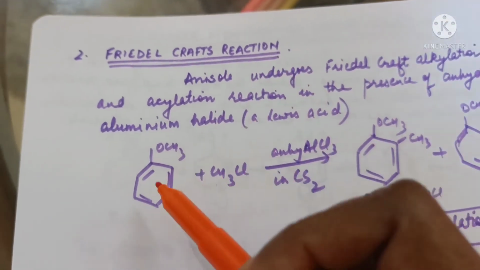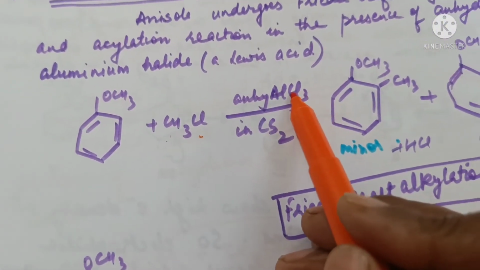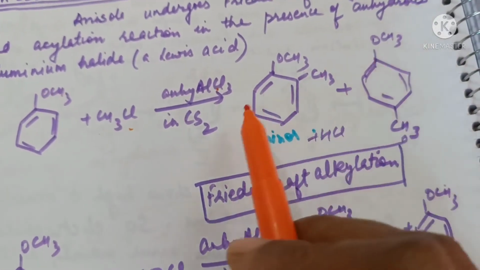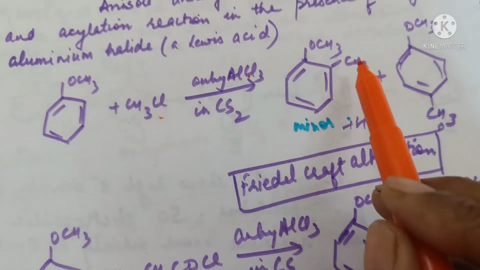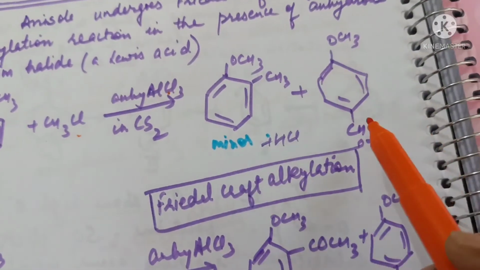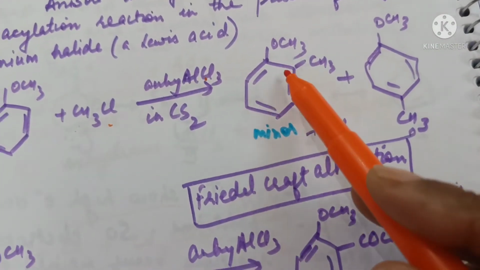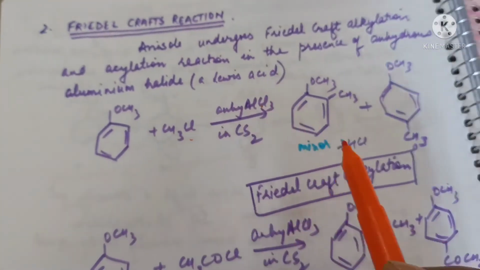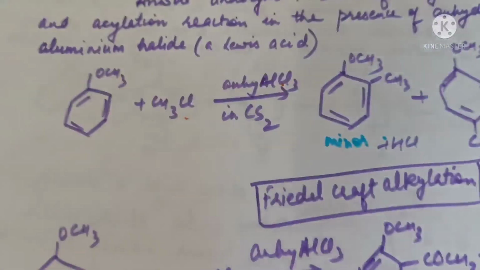Friedel-Crafts reaction. Anisole will react with alkyl halides in presence of anhydrous aluminum chloride to form ortho and para substituted compounds. This is ortho-methyl anisole and this is para-methyl anisole. This is formed in less amounts, it's minor, this is major. This reaction is called Friedel-Crafts alkylation, as an alkyl group is attached.